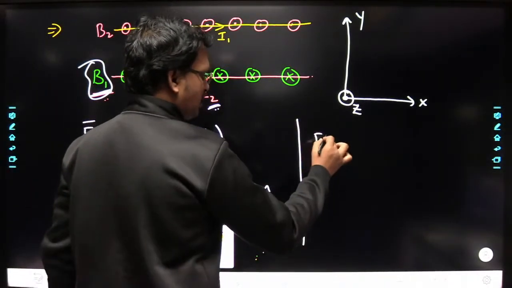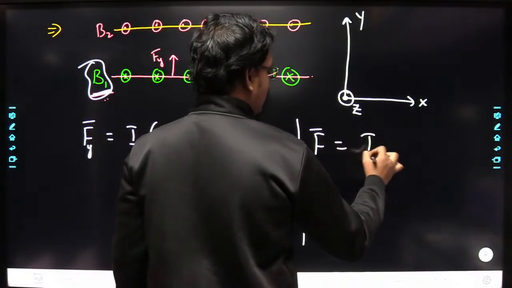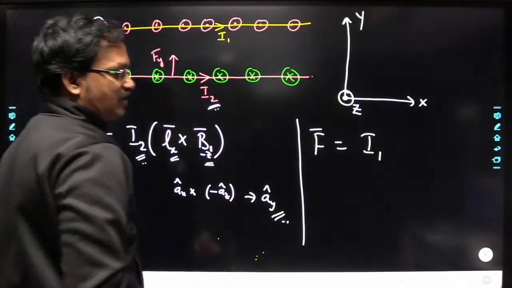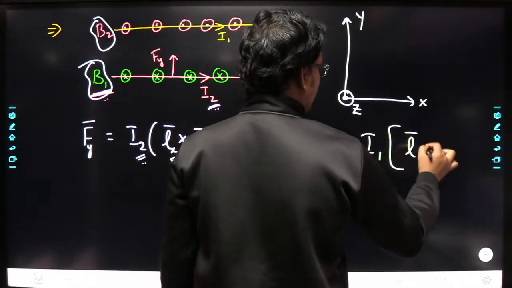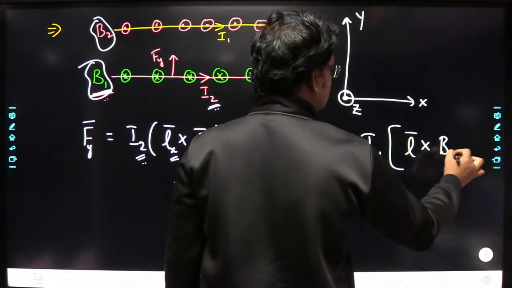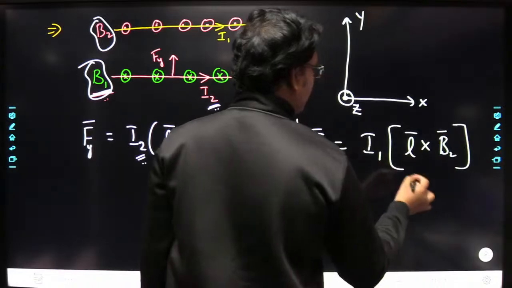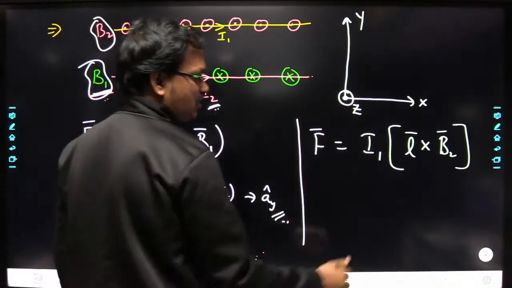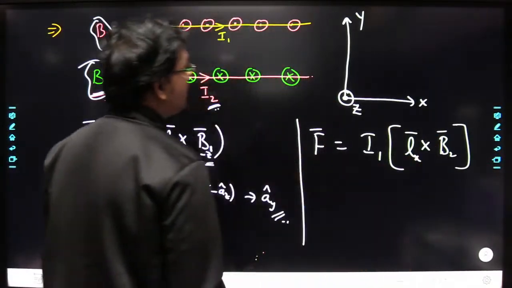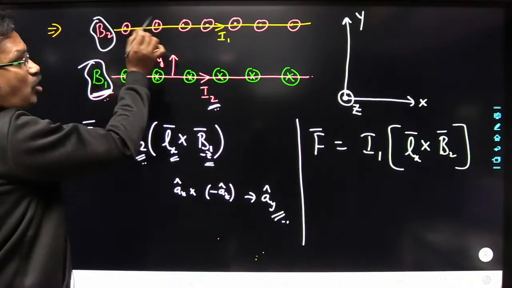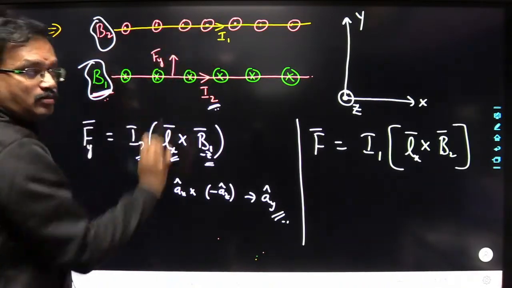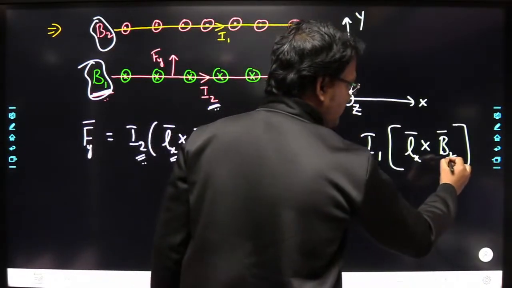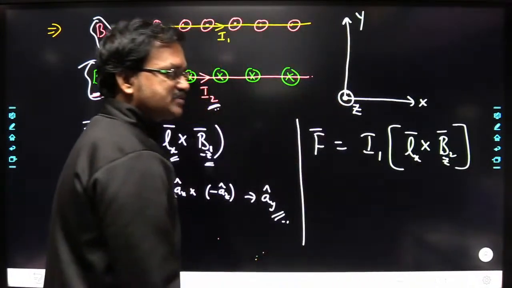So same equation here, F bar is equal to I1 into L bar cross B2, because the current carrying wire I1 is placed in magnetic field B2. Now the displacement of charge carriers is along which direction here? Along X direction. And this B2 is coming out of the board. Yes or no? Coming out of the board means it is pointing in positive Z direction.